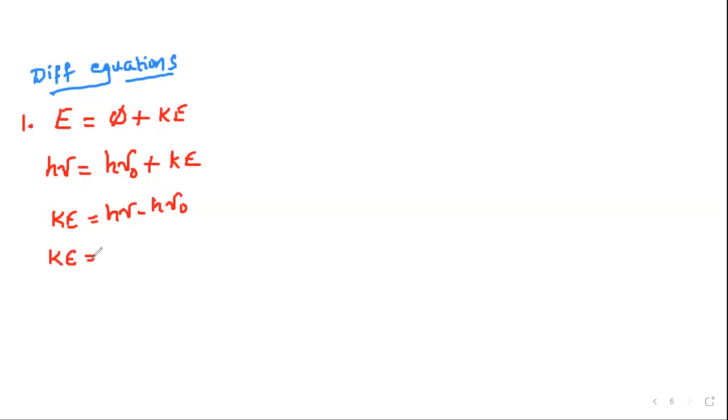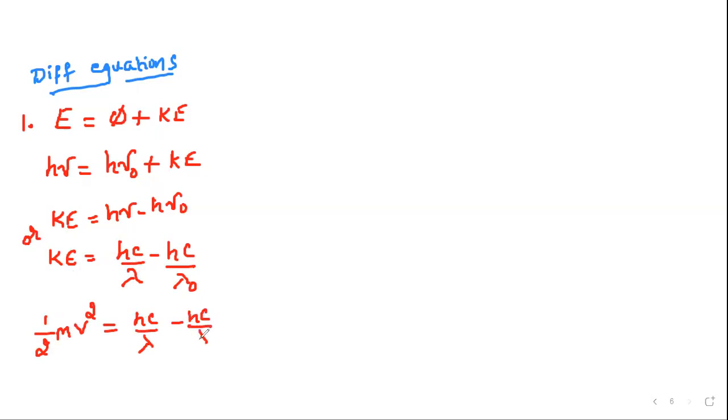Or kinetic energy is equal to, you know that nu is nothing but c by lambda, minus h. What is nu naught? c by lambda naught. You know that kinetic energy can also be taken as half mv squared, which is equal to hc by lambda minus hc by lambda naught.